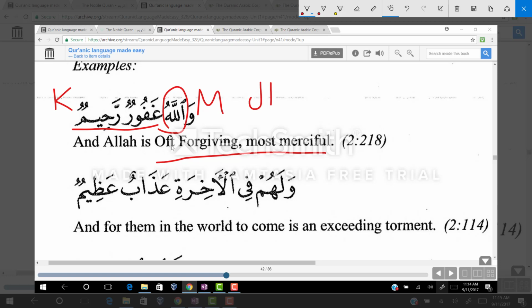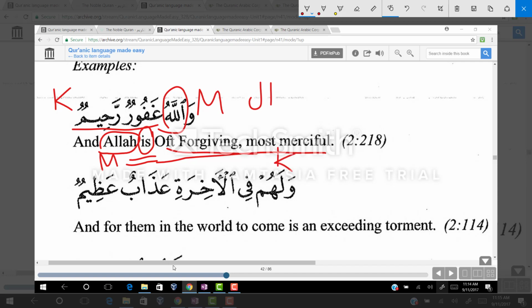So Allahu is the subject, and oft forgiving, most merciful is the khabar, and then you have "is" in the translation. So whenever you see "is" in the translation, you have to think that this is a nominal sentence or a jumlatul ismiyya. Whatever comes before is the mubtada, and whatever comes after is the khabar.